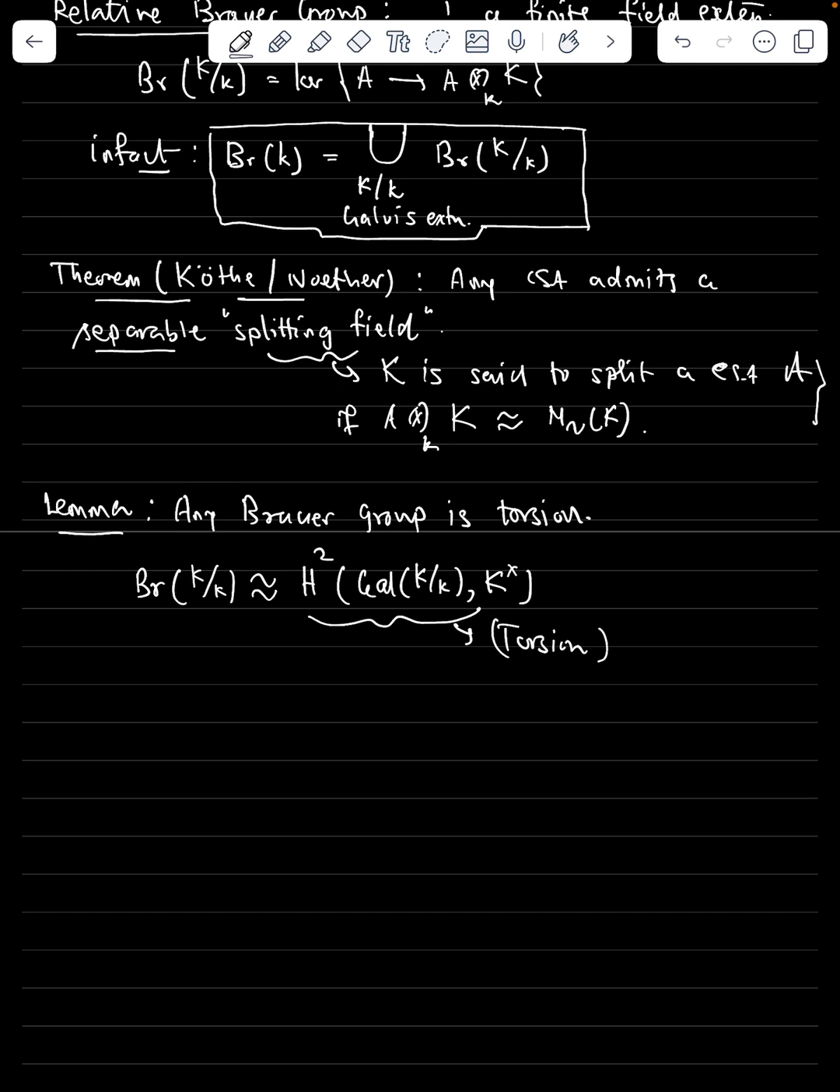In fact, this is true for any n, that if you have any M, where M is any G-module, whatever that means, and G is a finite group, then this thing becomes zero.